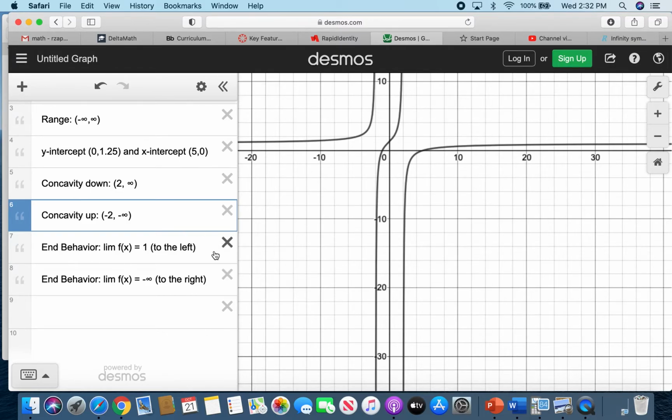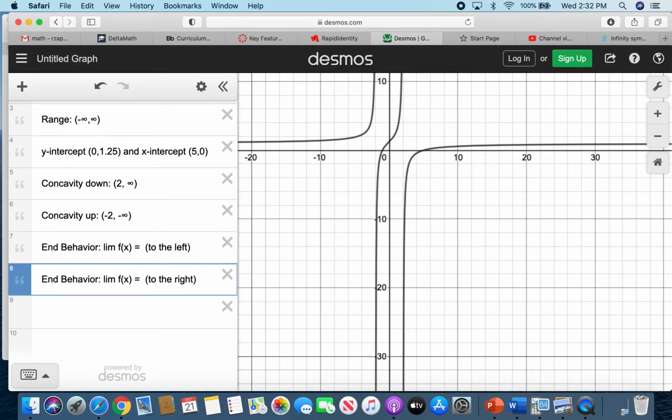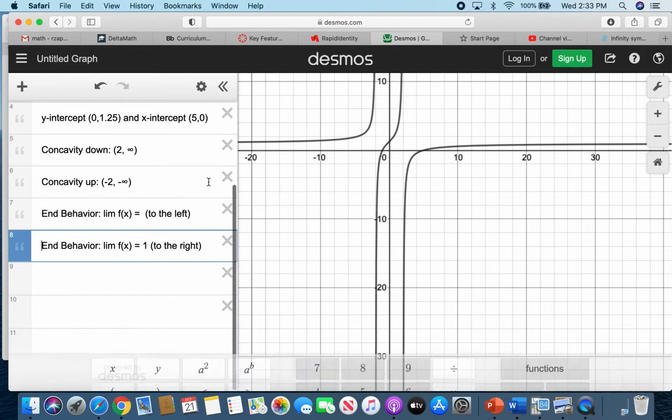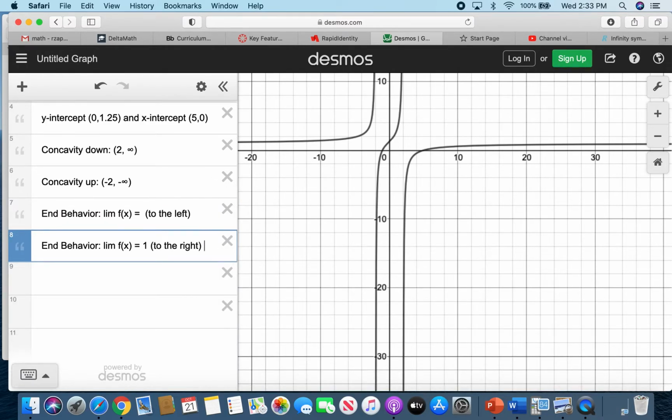Now, about end behavior, we're looking at the behavior of the graph to the left. Going to the left, what happens to the value of y? The value of y is approaching the horizontal asymptote, which is equal to 1. So going to the left, as x approaches -infinity, your graph is approaching 1.